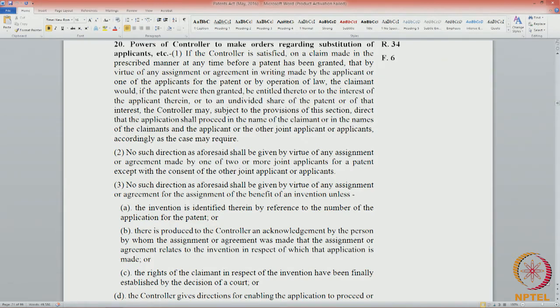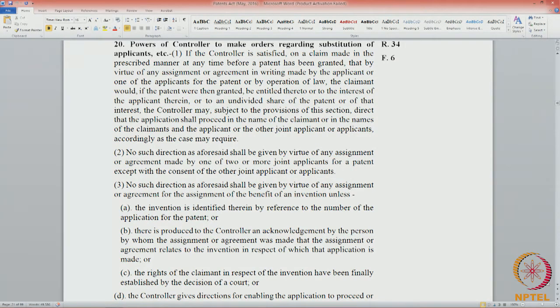22. No such direction as aforesaid shall be given by virtue of an assignment or agreement made by two or more joint applicants for a patent, except with the consent of the other joint applicants. Now, what did we see in 21? In 21 we saw a claimant making a claim that he should be treated as an applicant. 22 states, if there are joint applicants, then the consent of all the applicants is required before including somebody as a claimant.